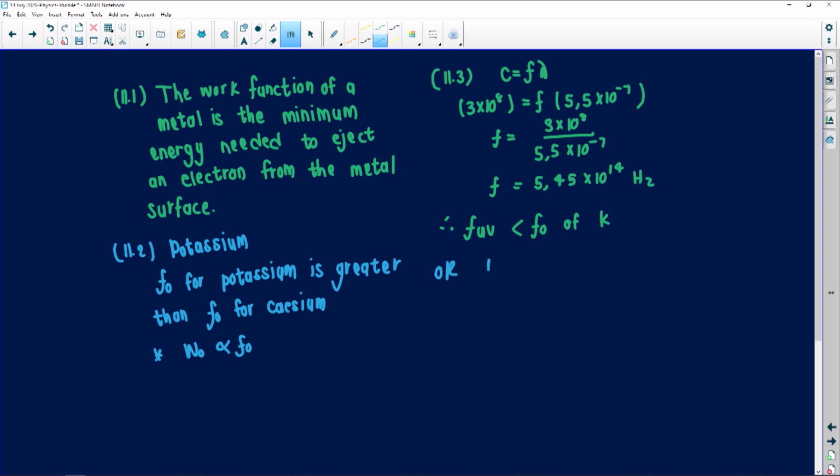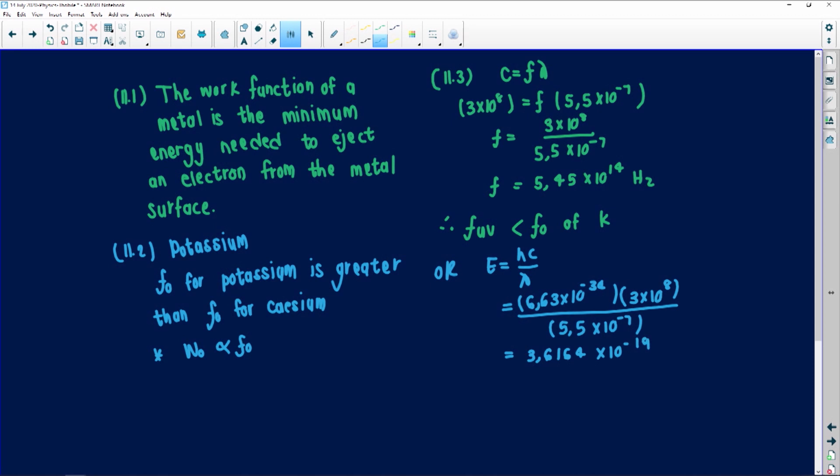So I can say E is equal to hc over lambda. I want to find E. h is 6.63 times 10 to the negative 34. c is a constant, which is 3 times 10 to the exponent 8, all over the lambda that was given by the UV light, which is 5.5 times 10 to the negative 7. I want to see how much energy this will have. Then I get 3.6164 times 10 to the negative 19. Remember, energy is measured in the SI unit of joules.